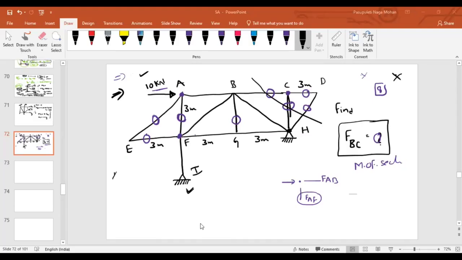Sir, if it is indeterminate, yes, please, one by one. Sir, if it is indeterminate, is there any chance of finding the support reactions with the available equations, sir? That's my point. Yeah, that's what the logic is.